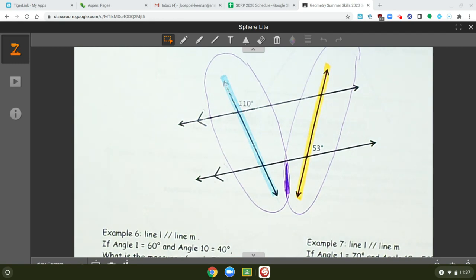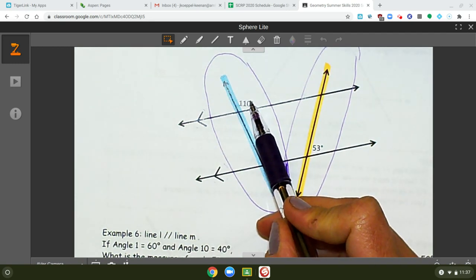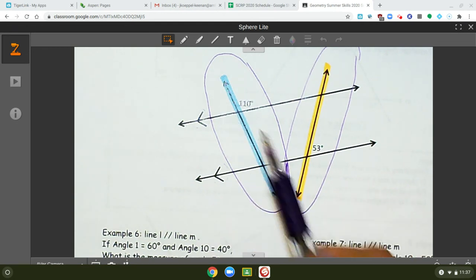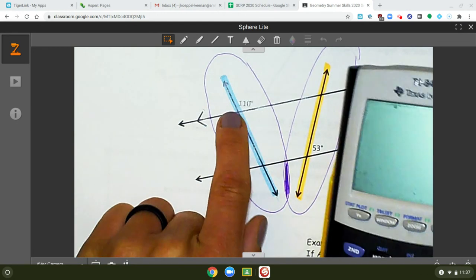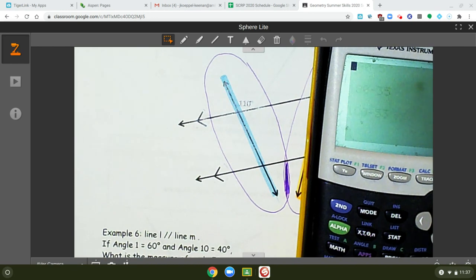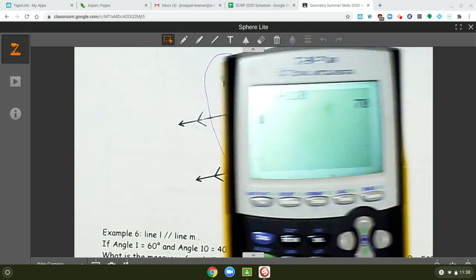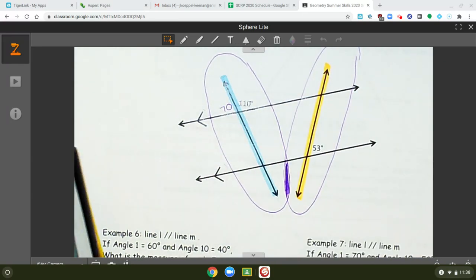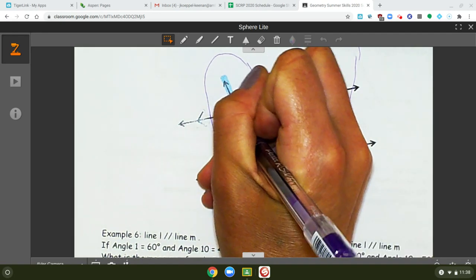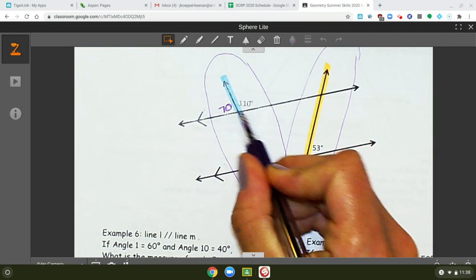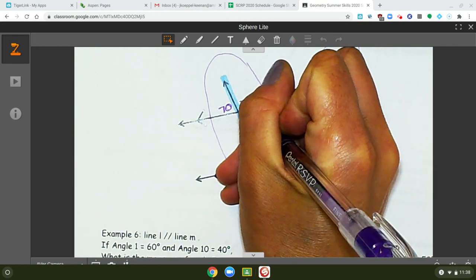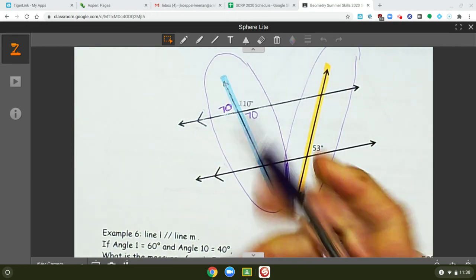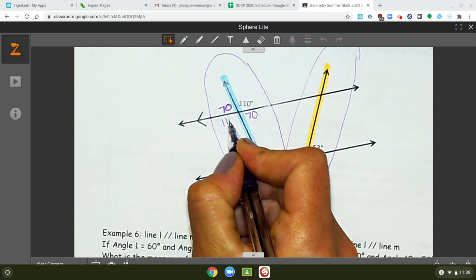Okay, so that means if this angle is 110, can we find its linear angle? Well, we sure can. We know the angle directly next to it. They're going to add to 180. So 180 minus 110, and we get 70. So this angle here is 70. So now we can start to fill in all of our other angles. So that means its vertical angle would also be 70. The vertical angle to the 110 would be 110.